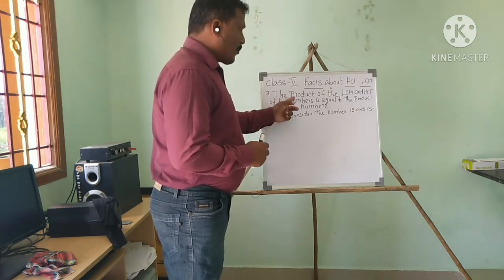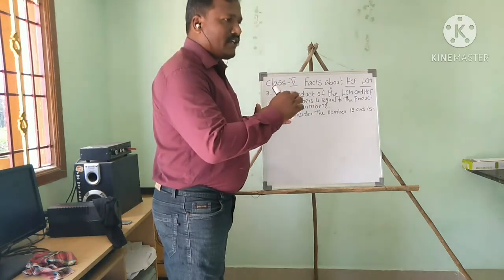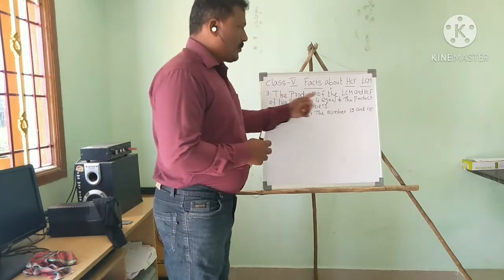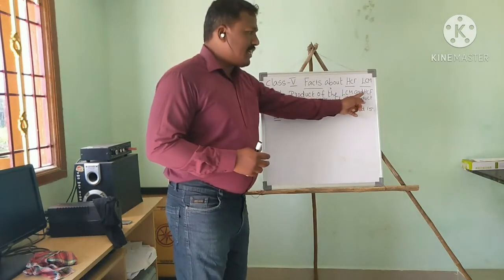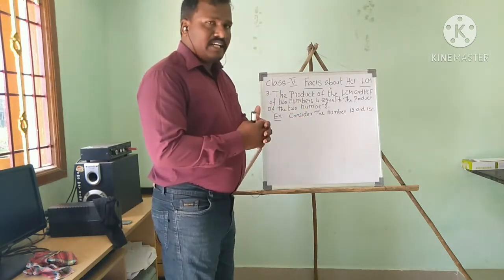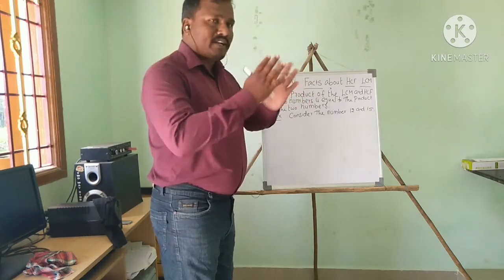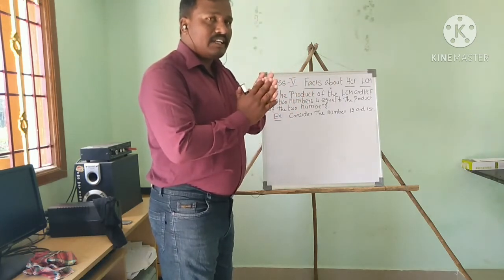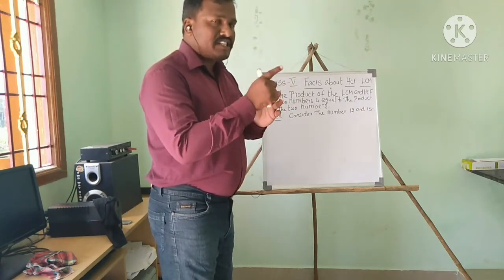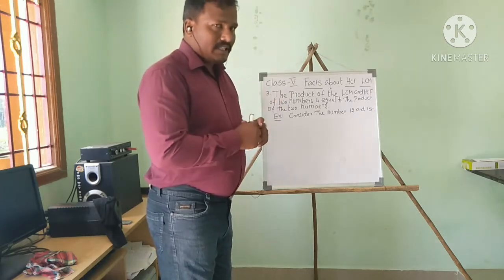Actually, product we know: when we multiply two numbers, the result we get is called the product. So first we have to find the LCM and HCF of any two numbers. Then we multiply that LCM and HCF. The product of HCF and LCM is equal to the product of the two numbers.